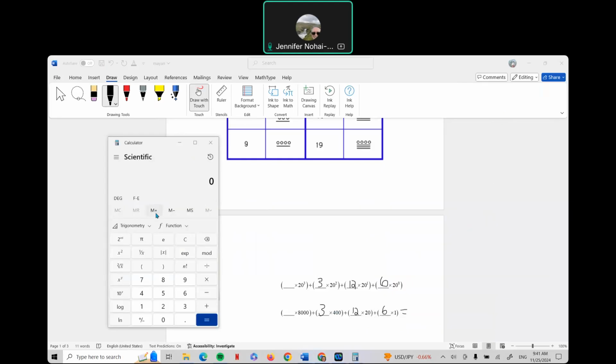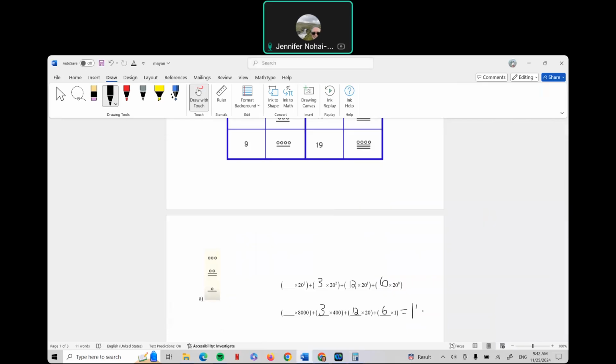And so right now I'm just using my calculator on my computer to compute this. I am definitely going to use a set of parentheses. 3 times 400 plus 12 times 20 plus 6 times 1. So that matches up to what I have down here. And that gives me 1,446 in base 10 Hindu Arabic numerals, which is what we use.